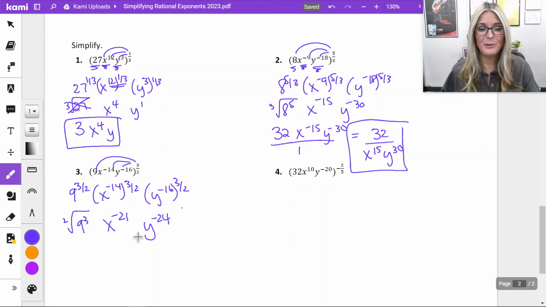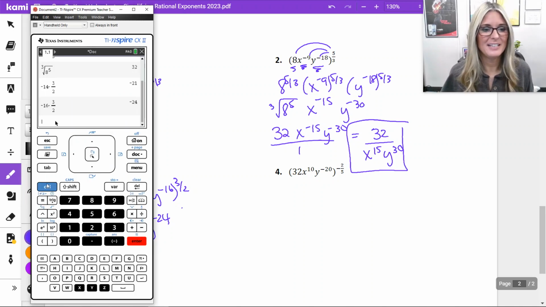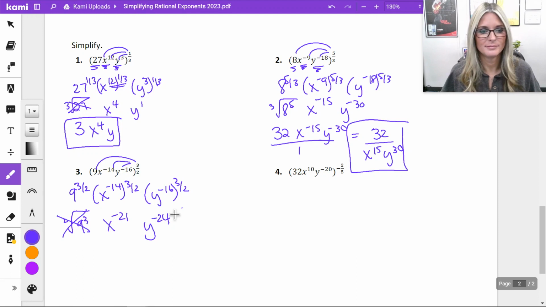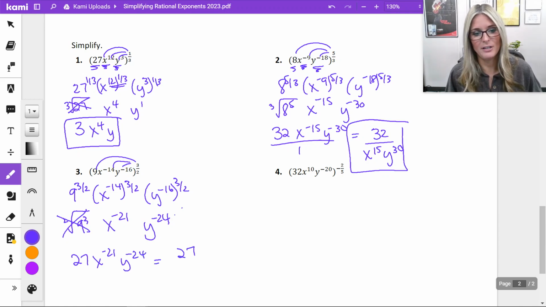Okay, what was the square root of 9 cubed? Now, 9 cubed is not 27. That's 9 times 3. So be careful there. I'm going to do the plain square root, which is under our control x squared button. And we had 9 raised to the third, gives us back 27. Now, what was 9 cubed? 9 cubed is 729. So we're talking the square root of 729, not to confuse anybody. It was 27. Again, we had these negative exponents that we're going to need to shift into our denominator. So 27 over x to the 21st, y to the 24th.